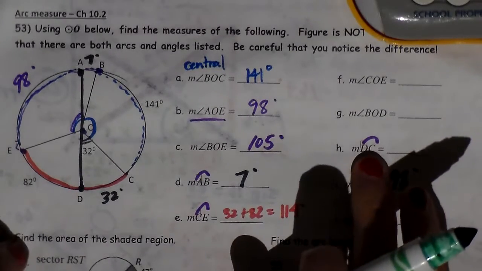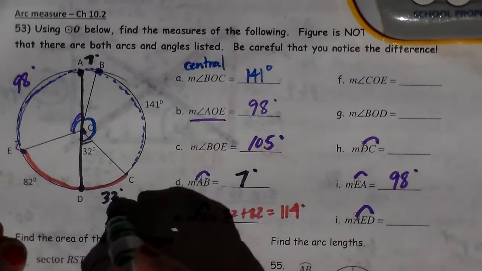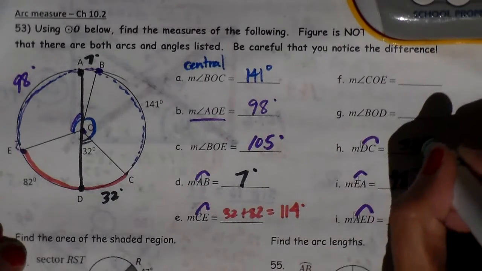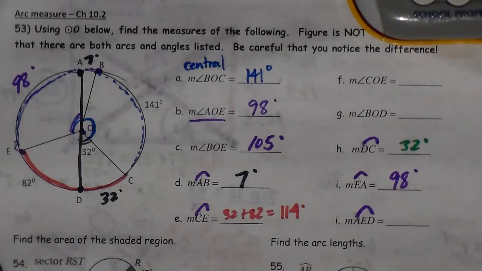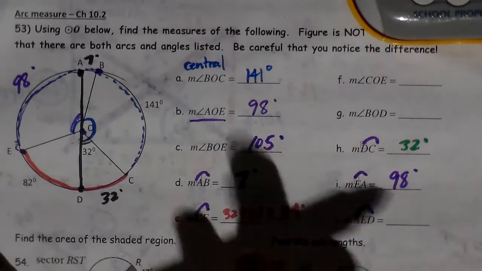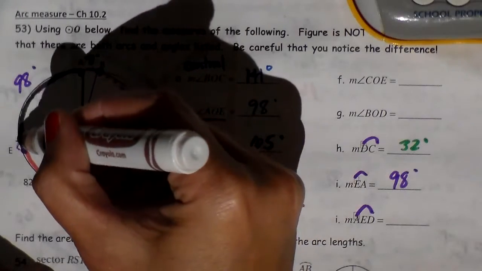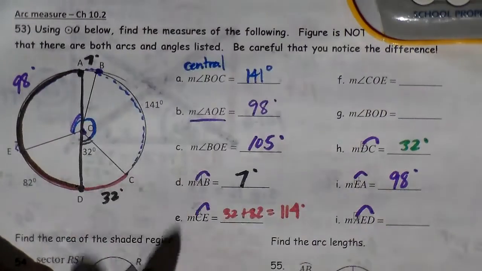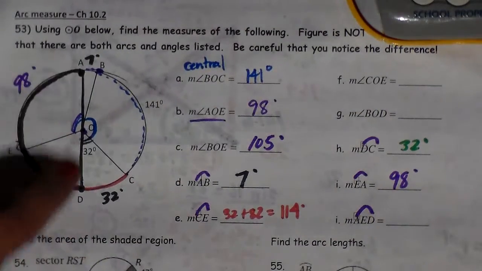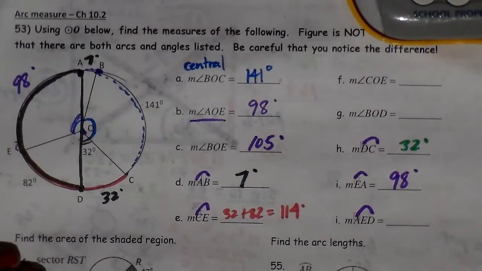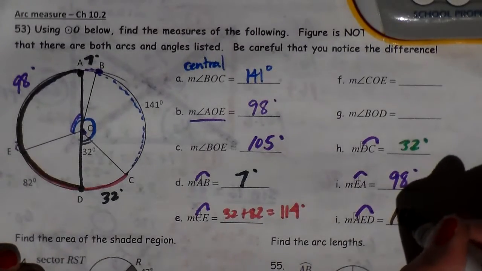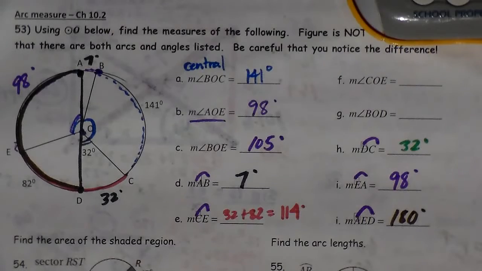This arc here, DC. Well, what is DC? We already know it's 32. You saw that earlier. Okay. And let's look at the last one. Let's look at AED. That means you start at A, go through E, and finish at D. Well, what is AED? If AD is a diameter, that's a semicircle, so that's 180 degrees.